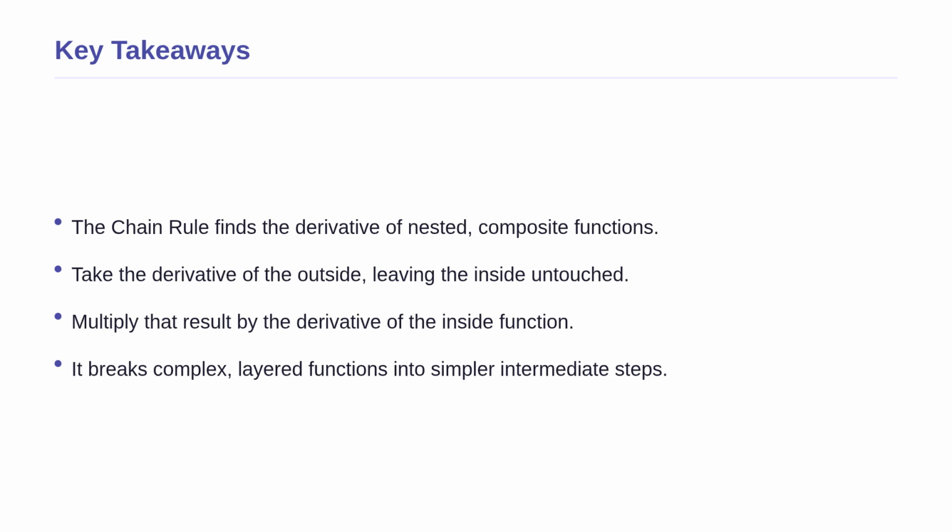To wrap up our lecture, let us review the key takeaways. The chain rule is your primary mathematical method for finding the derivative of nested functions. Remember the onion analogy? You always take the derivative of the outside function first, leaving the inside completely alone. And then you multiply by the derivative of the inside function. By breaking complex, layered functions into simpler intermediate steps, you can easily calculate how a change in the deepest input ripples outward to affect the final output.